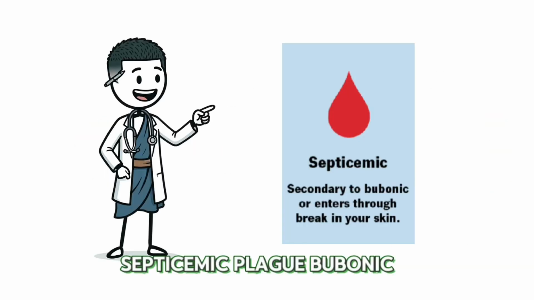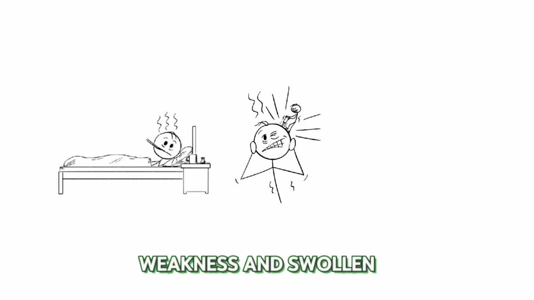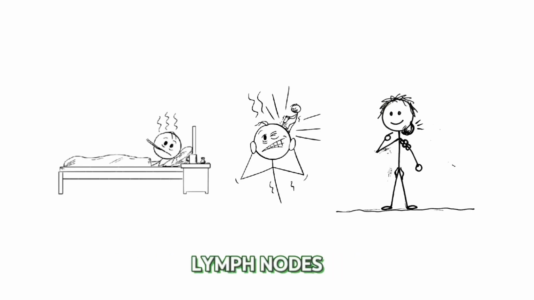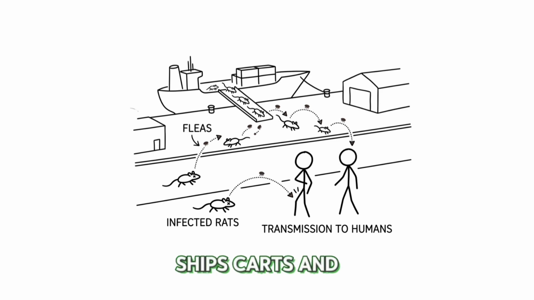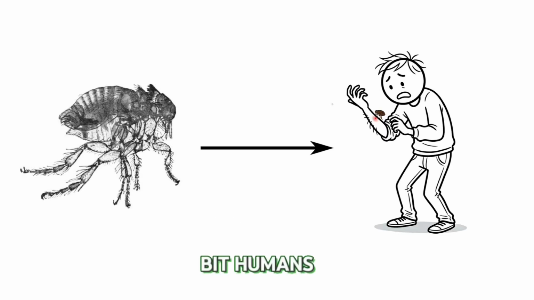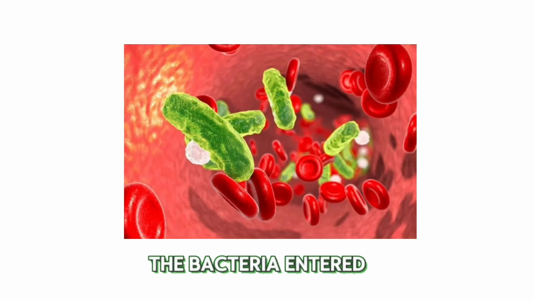Bubonic plague was the most common. It caused fever, weakness, and swollen lymph nodes. Mortality rates were very high without treatment. The disease was carried by fleas that lived on rats. Rats traveled on ships, carts, and through cities. When infected fleas bit humans, the bacteria entered the bloodstream.